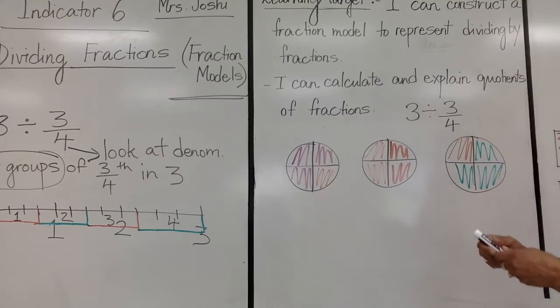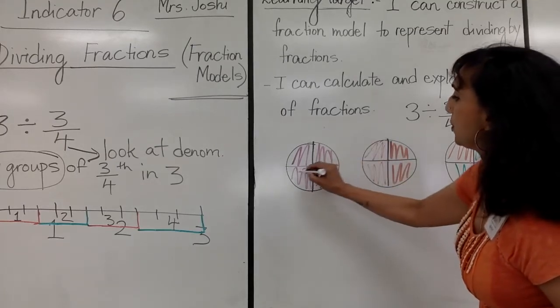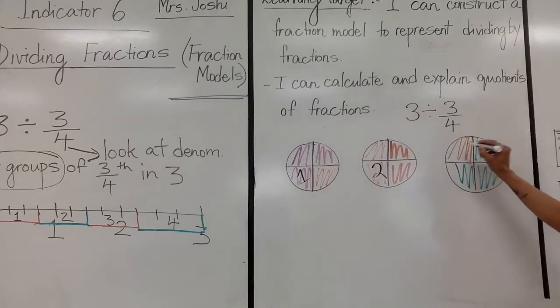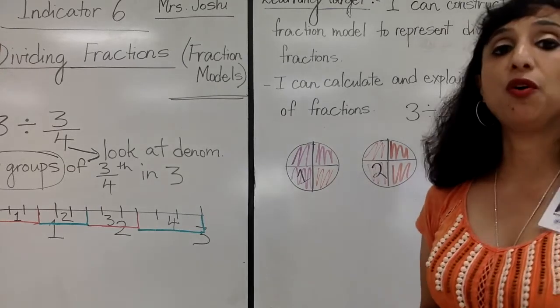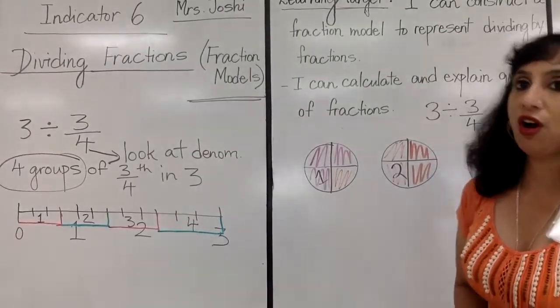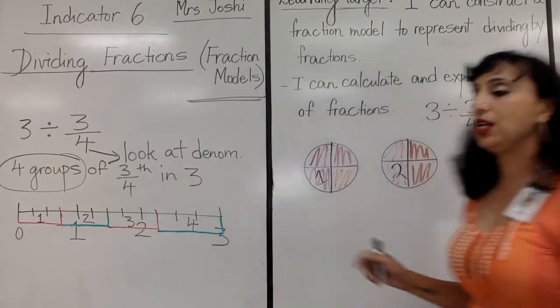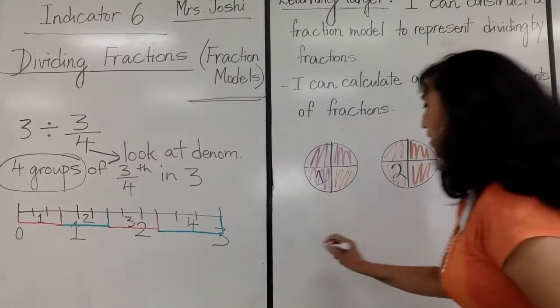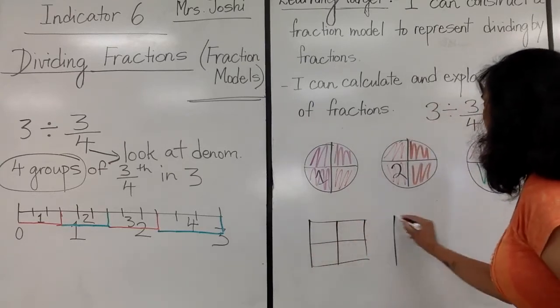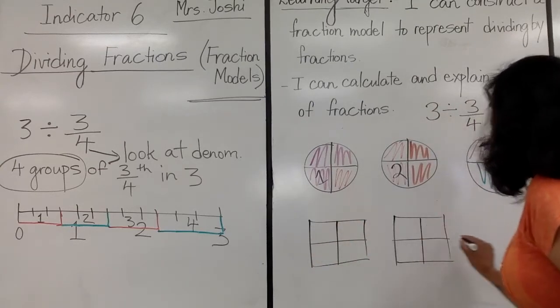So now when I look at this, I can see here's one group. So this is 1. Here's another group of red. Here's a group of brown, and then the green. So we have, as you can see, this will be my final answer when you count up. So you have 4 groups of 3/4 in 3. So this is how you show your fraction models. Again, you could have used this and straight up just made this. You could have done this way. It doesn't matter.